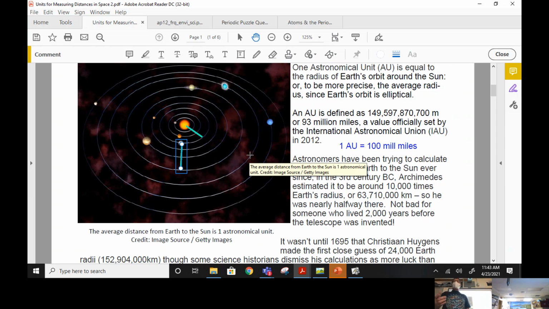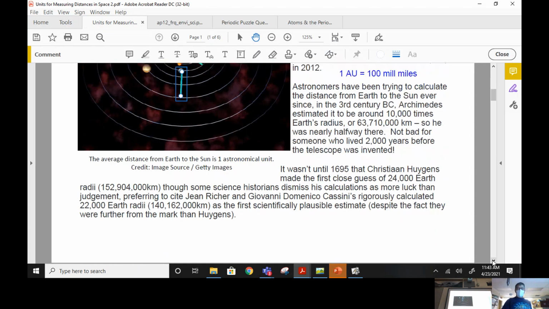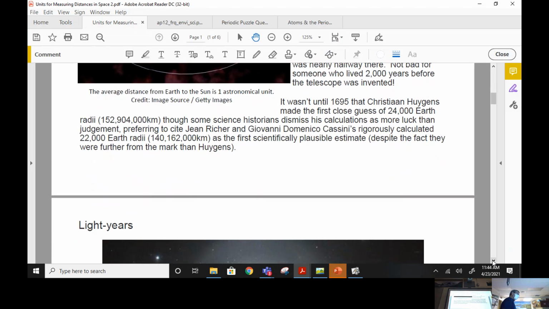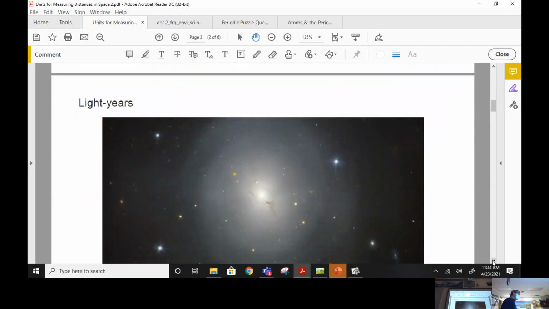It was named after Cassini. And when it got there, it had this landing craft that dropped onto one of Saturn's moons, and that landing craft was named after Huygens. These guys that first calculated the length of an astronomical unit. Okay, so that's our first measurement. Measurement number 2, light years.